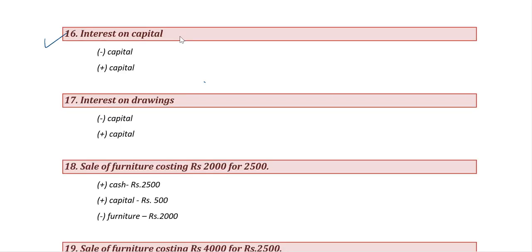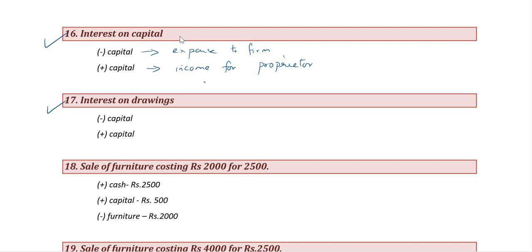Interest on capital. We need to deduct from capital and also add to capital. The reason we deduct from capital is because interest on capital is an expense to the firm. The reason we add to capital is because it is an income for the proprietor, and the proprietor's account is represented by capital.